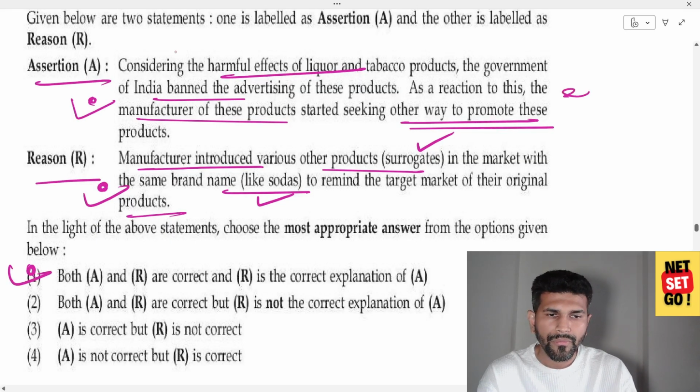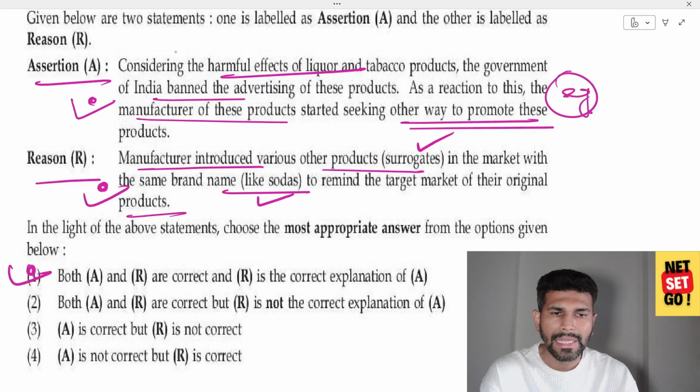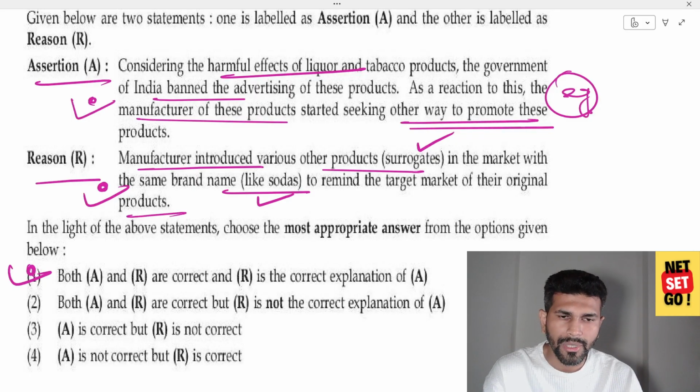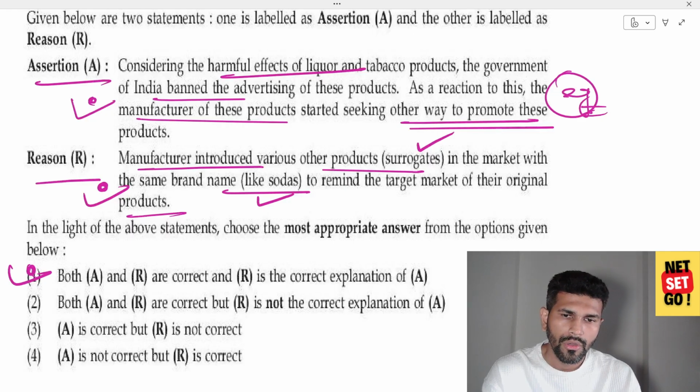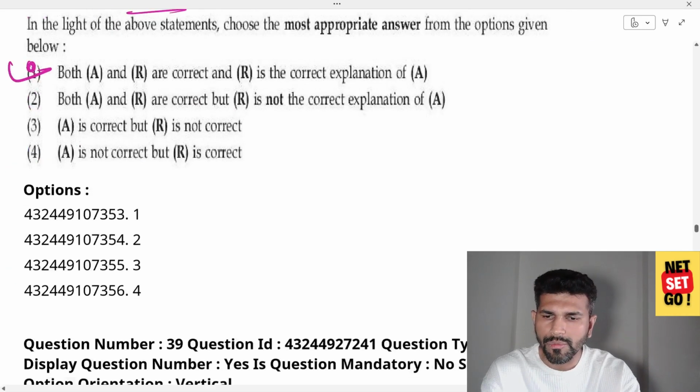For example, Kingfisher, liquor is available, soda is available. Like this, McDowell or Johnny Walker, many products are there. So correct answer is option 1.